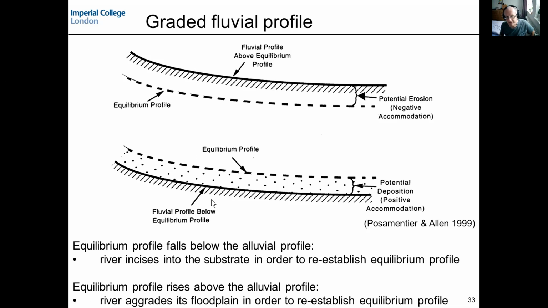The bottom image here shows the reverse. So here we start off with this graded profile down in here, and in this case, maybe thinking about tectonic subsidence, that profile subsides and the river has to build upwards and deposit to reach back to its graded profile. So that means we're generating accommodation, and the river wants to fill that accommodation. So again, the text at the bottom really just repeats what I've just said.